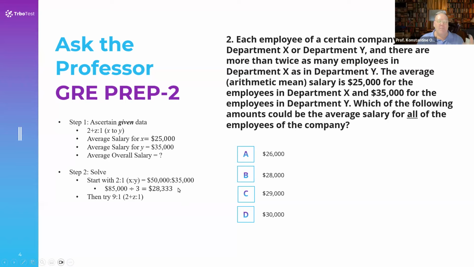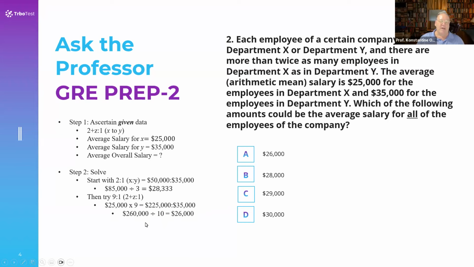Now, instead of continuing the 3 to 1 and 4 to 1 and 5 to 1 or 2.5 to 1, we'll go to 9 to 1. So at 9 to 1, the 2 plus X, we'll say that X becomes 7, which makes it a 9-to-1 ratio. So at 25,000 times 9, of course, that's 225,000 to 35,000. That becomes our ratio.